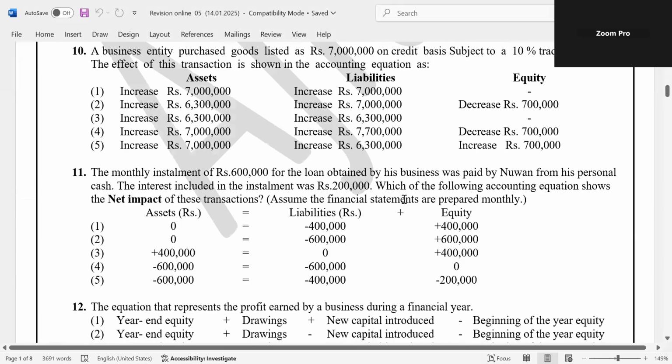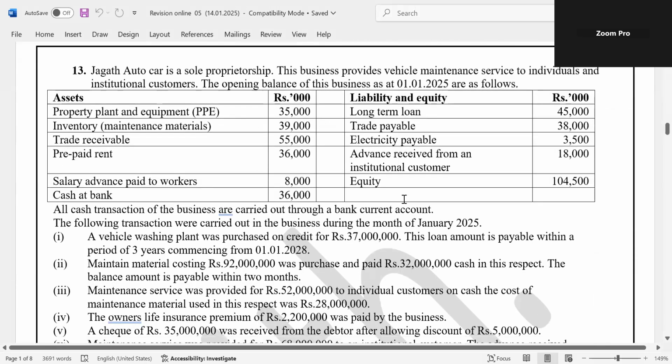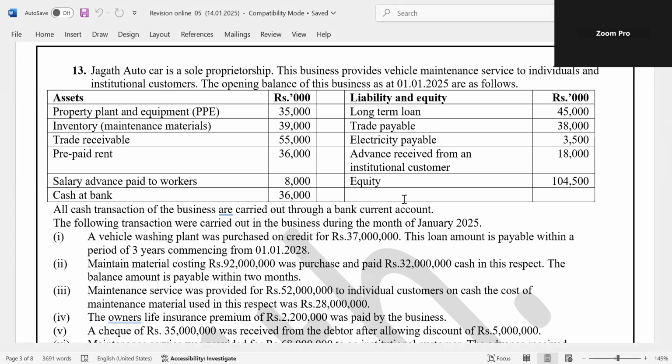I think there are 40 marks. Normally, A-level paper question number 3, 40 marks. Question number 13, given opening balances also. 40 marks. There are two requirements. I think there are 15 transactions available.